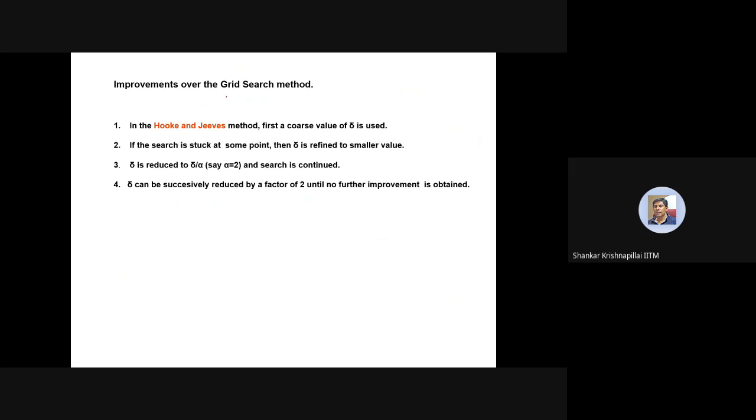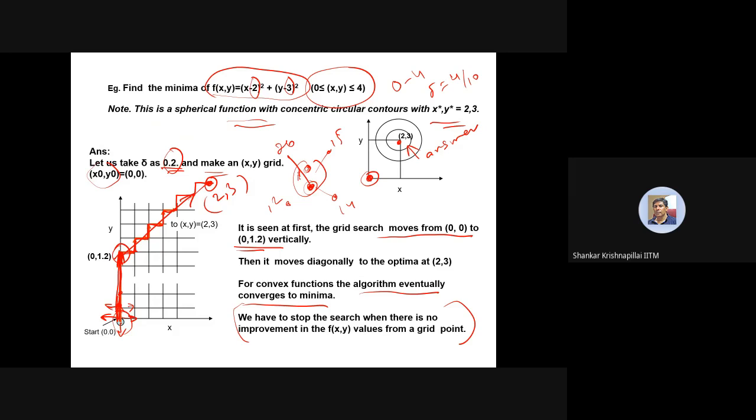But another improvement is there in the grid search method where you can successively refine the grid. It is called Hook and Jeeves method. Here we have become stuck. From this 10, all these objective functions are higher than 10. So you have to stop there. But you can still do some refined search by dividing this into another grid and conducting a more refined search.